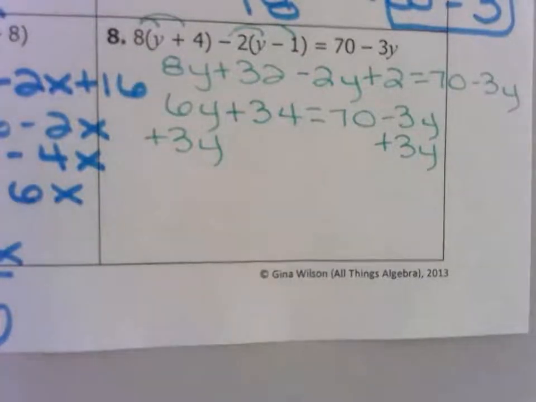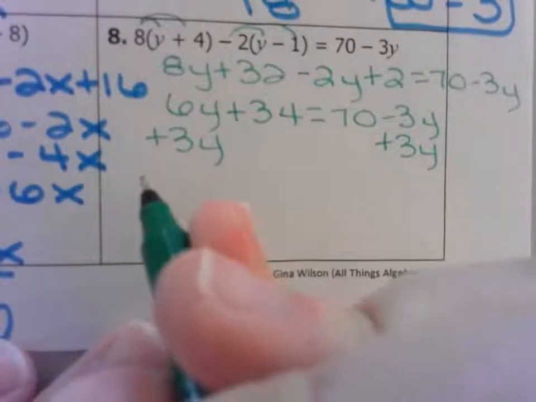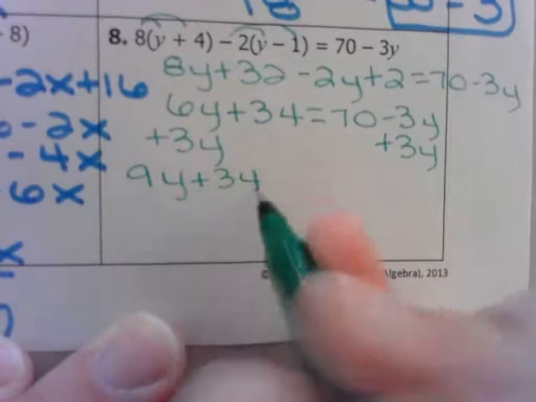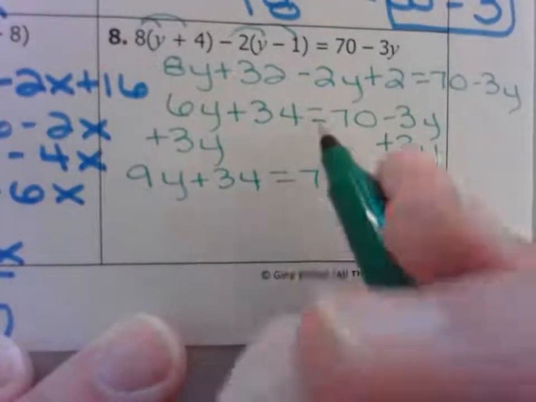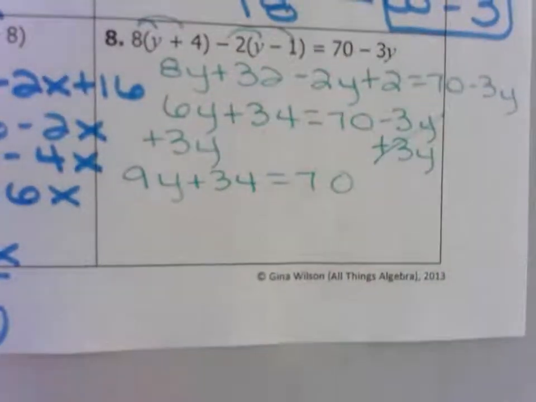Start from the left. If I start from the left, what will my equation look like, Sheldon? 9y plus 34 equals 70. Yep. 6y plus 3y is 9y plus 34. Bring down the equal sign. Bring down the 70. The 3y's cancel. What do I do next, Preston?